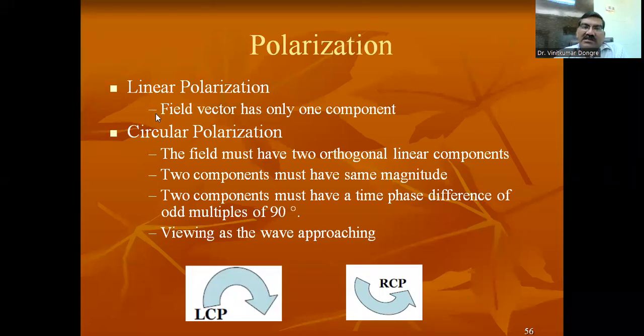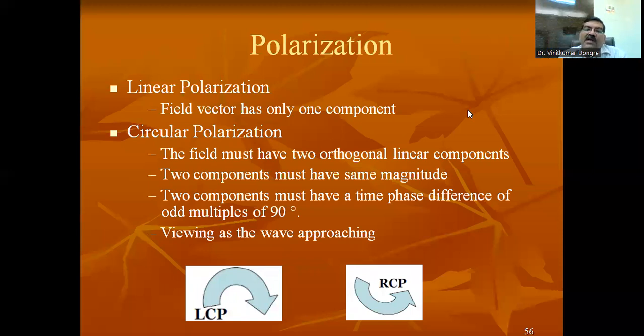Linear polarization: the field vector has only one component. Circular polarization can be left-handed or right-handed. Left-handed means you are rotating by a left hand. This is left hand, that is anticlockwise. A right-handed circular polarization is the other way, right-handed.